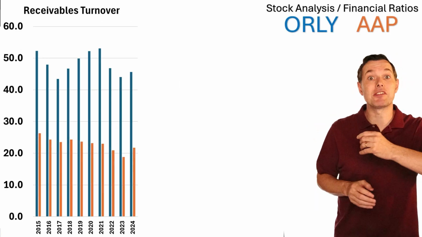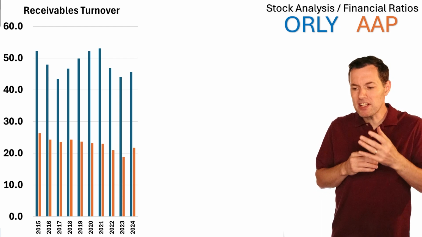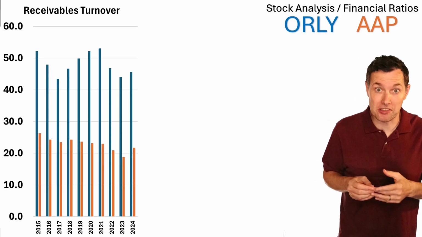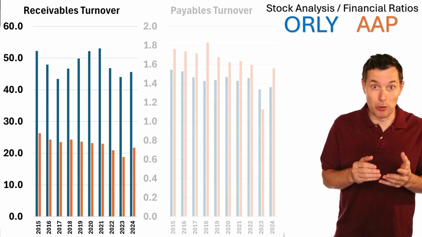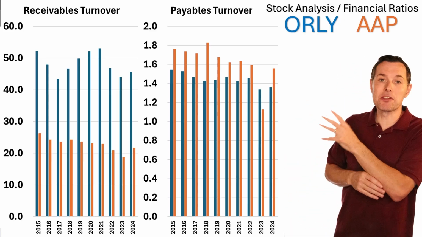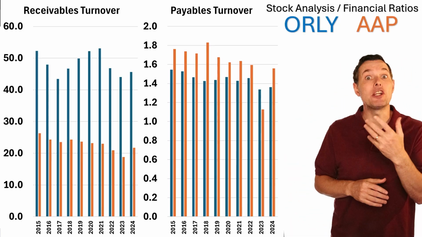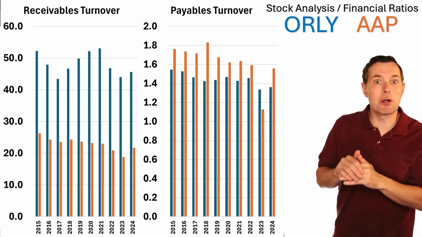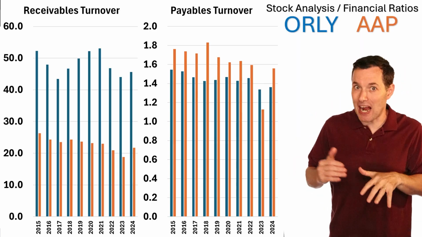So this first one here is receivables turnover. Now, receivables turnover, one way to look at it is how fast you get paid from your customers. When you look at payables turnover, well, how fast do you pay your customers? Well, O'Reilly's the blue bar here, and Advanced Auto Parts the orange bar. Now, for receivables turnover, we want that number to be as high as possible. You want to get paid fast.